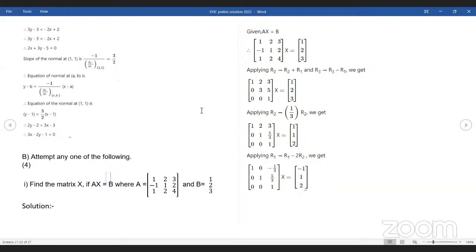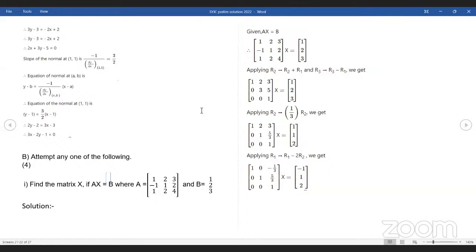In row reduction, what do you do? You make the lower triangle elements 0. Then from the last row, we get the value of Z. Then substitute this value in the second row equation, you get the value of Y. Put both values in the first row equation, we get the value of X.